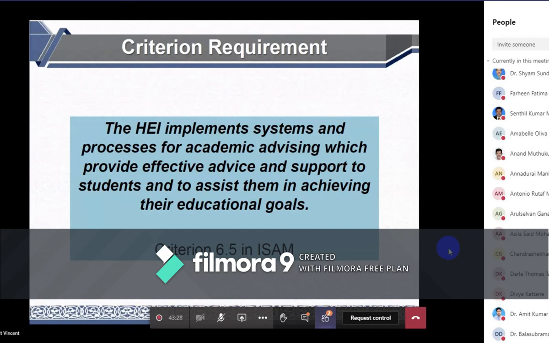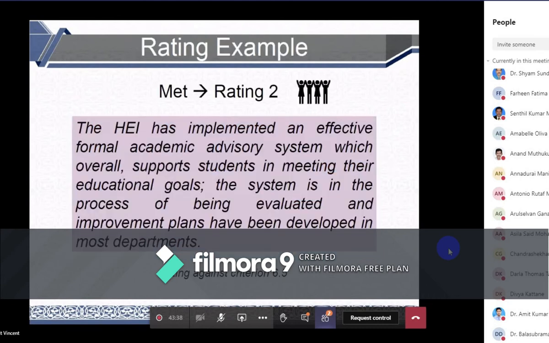I don't know if the criteria writers or the evidence collectors have already broken down this criterion into small parts to make it achievable. Let's take a small example. This is an example for rating 2. Rating 2 is satisfactory, or met. The HEI has implemented an effective formal academic system. That means you have a plan and you have a process, which overall supports the students in meeting their educational goals. So that means we are meeting the goals.